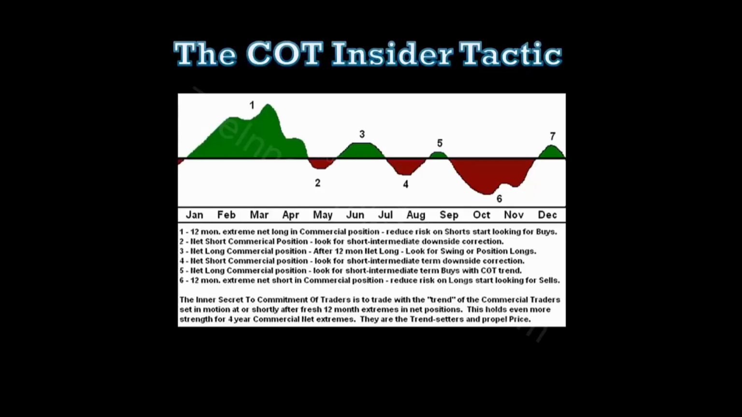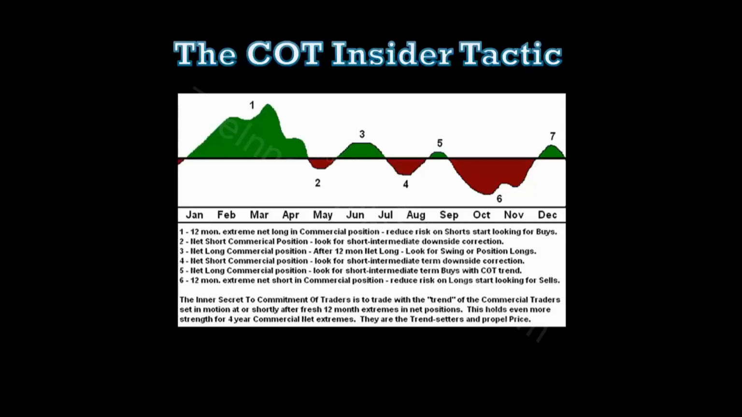So in point 3, after that 12-month net long position, you want to be looking for swings and position trades long. Your macro trend traders, long-term traders, looking for big moves. That's when it happens, when they move back to net long after a big, huge net long position. When they move to a net short, back up to a net long, that's when the best buying opportunities for position trading take place. If you're a swing trader, it's an astronomical place to take entries for being a buyer.